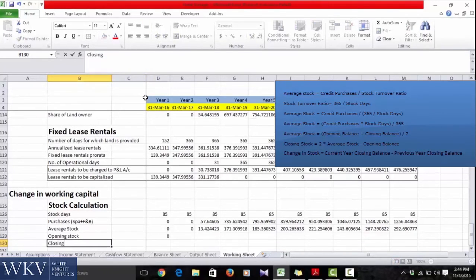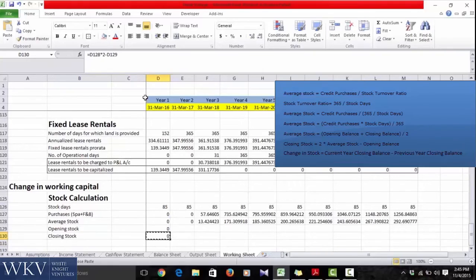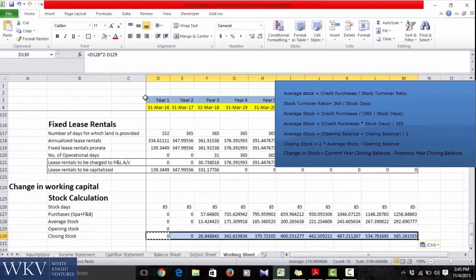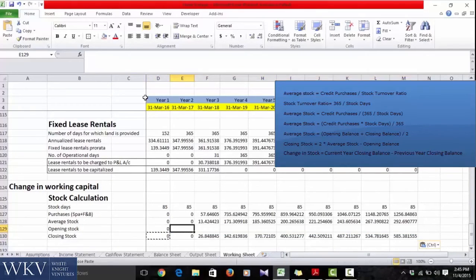The opening balance of stock in year 1 is 0. Since the average stock for any year is opening balance plus closing balance by 2, we can calculate the closing stock as 2 times average stock minus opening balance. Opening balance of the subsequent years will be the closing balance of the previous year only.